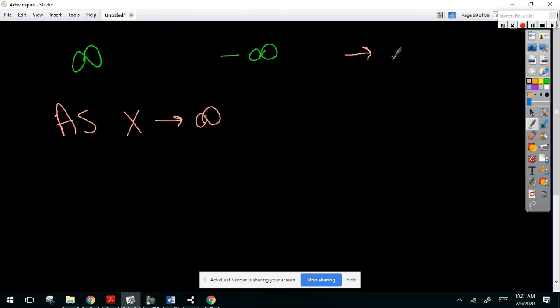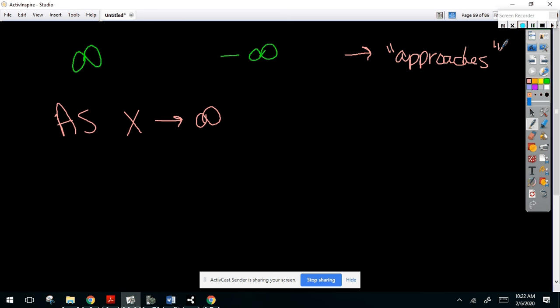As x goes to infinity, sometimes we say this is approaches, okay? Because it can't actually be infinity, right? That's kind of a conceptual number, conceptual value. So as x goes to infinity, or as x approaches infinity.